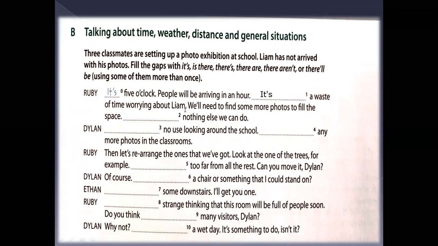It's a waste of time worrying about Liam. Okay, Burabi, we will need some. Okay, find some more photos to fill this space, and there's nothing else we can do. What should we? There are. Is that correct? There are nothing else we can do. No. What should we do? And there's nothing there. Why is that? There is nothing else to do.